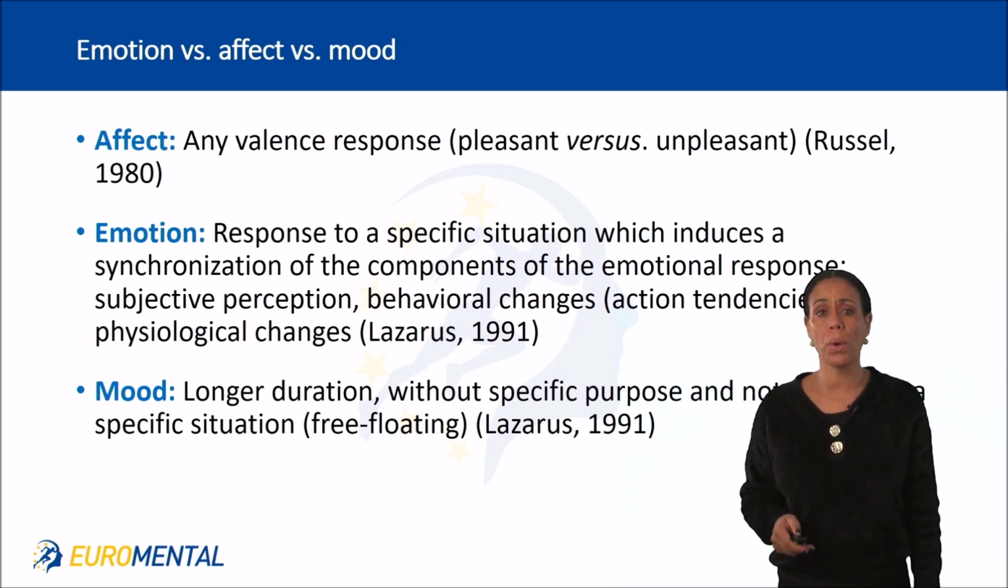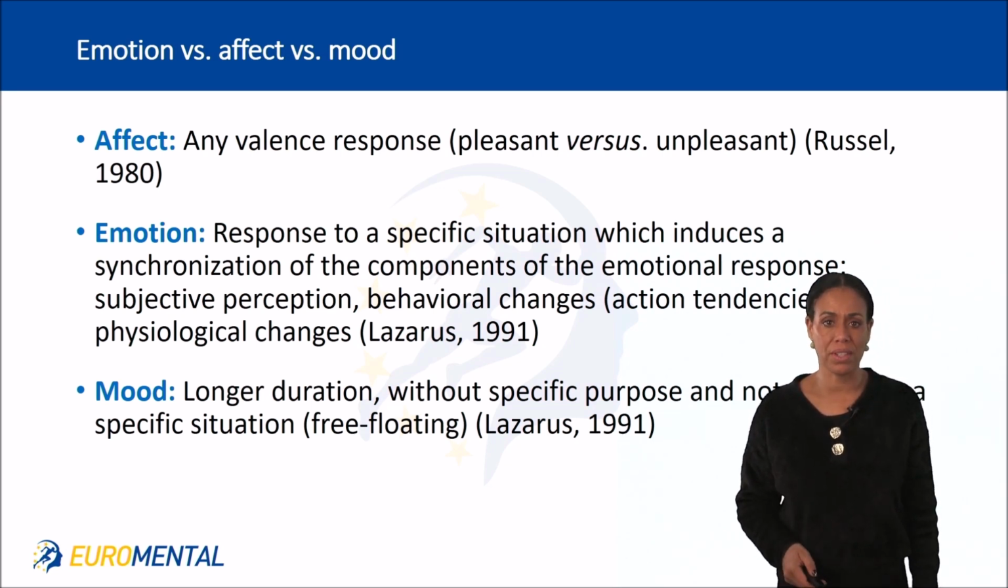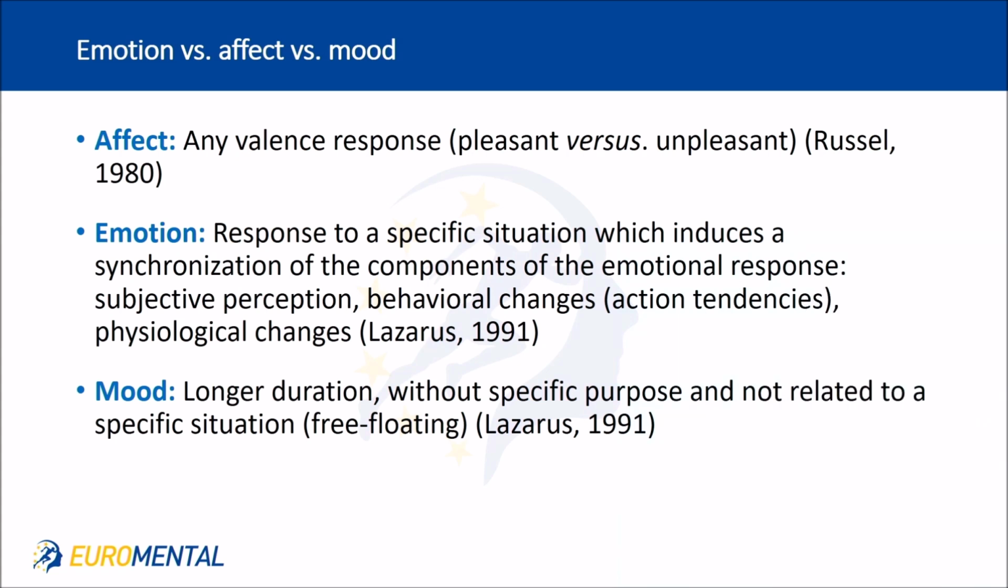In the literature, three main emotional constructs can be identified: affect, emotion, and mood. Affect refers to a valence response, that is, a pleasant versus unpleasant experience. Emotion is a response to a specific situation which induces a synchronization of the components of the emotional response: subjective perception, behavioral change, action tendencies, and physiological change. Thus, an emotion is always related to an event or a situation.